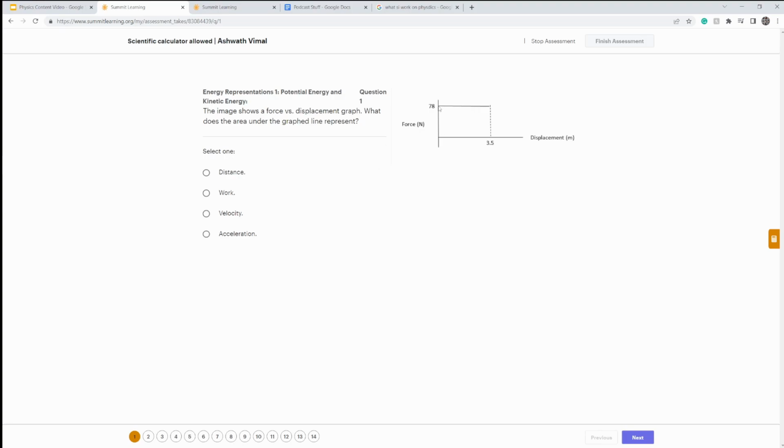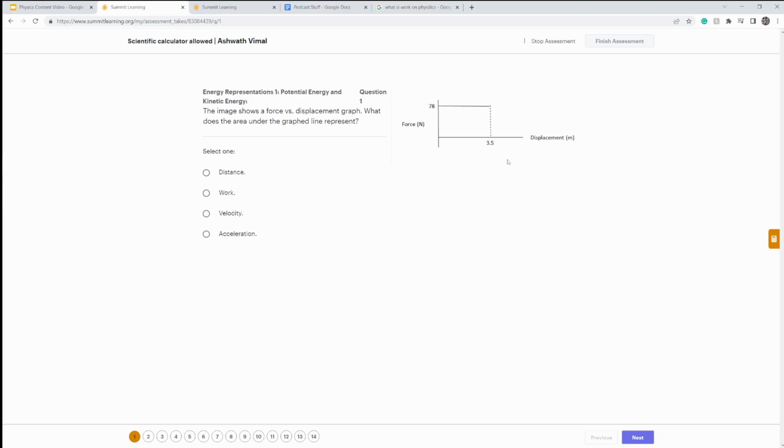All right, so the area under the graph. So what do you do to get area? Let's think of this as a square, right? And then what would you do to get area? You multiply the length times width. Here, this side right here is 3.5, and this side right here is 78. The 78 is the length, let's say, and 3.5 is the width. We can multiply those two together, and then we get some value.